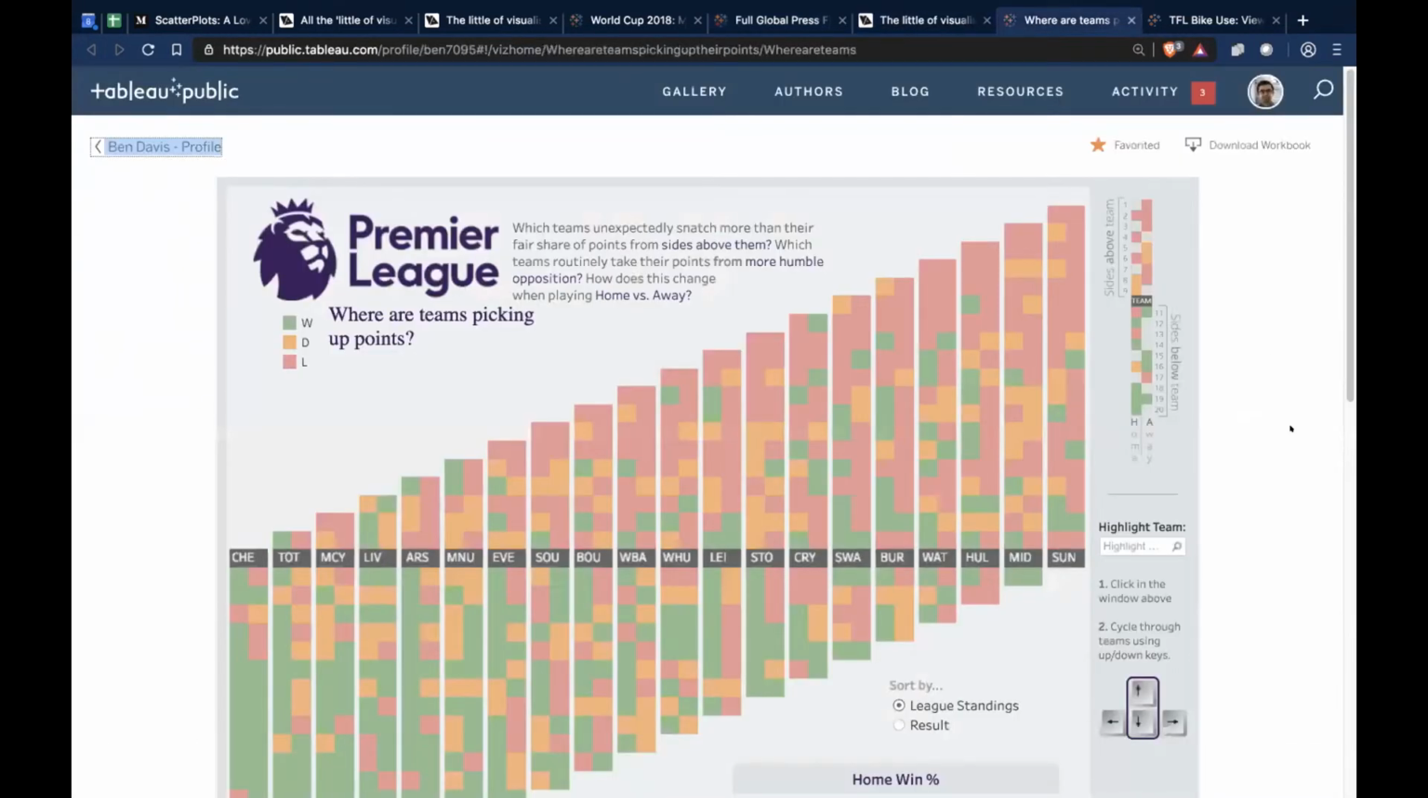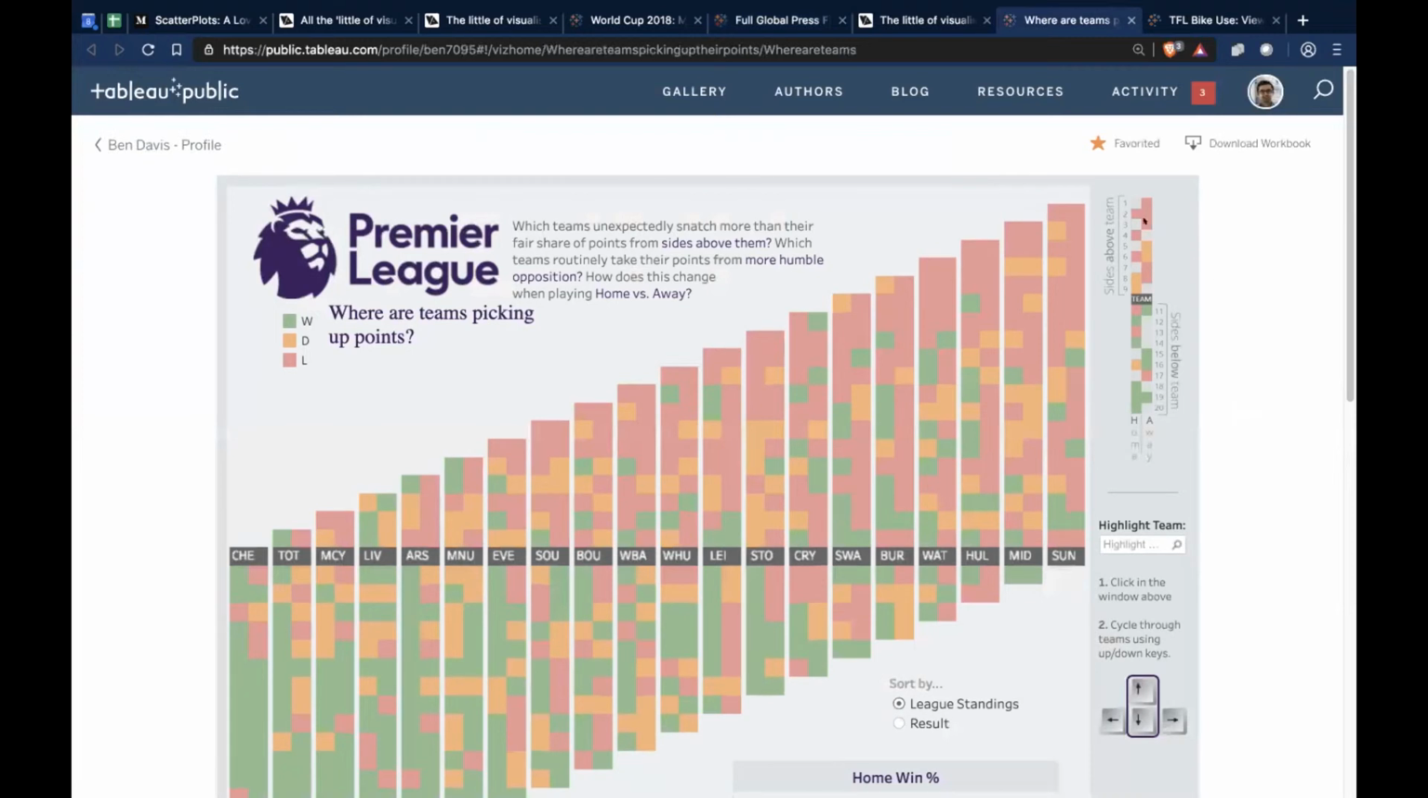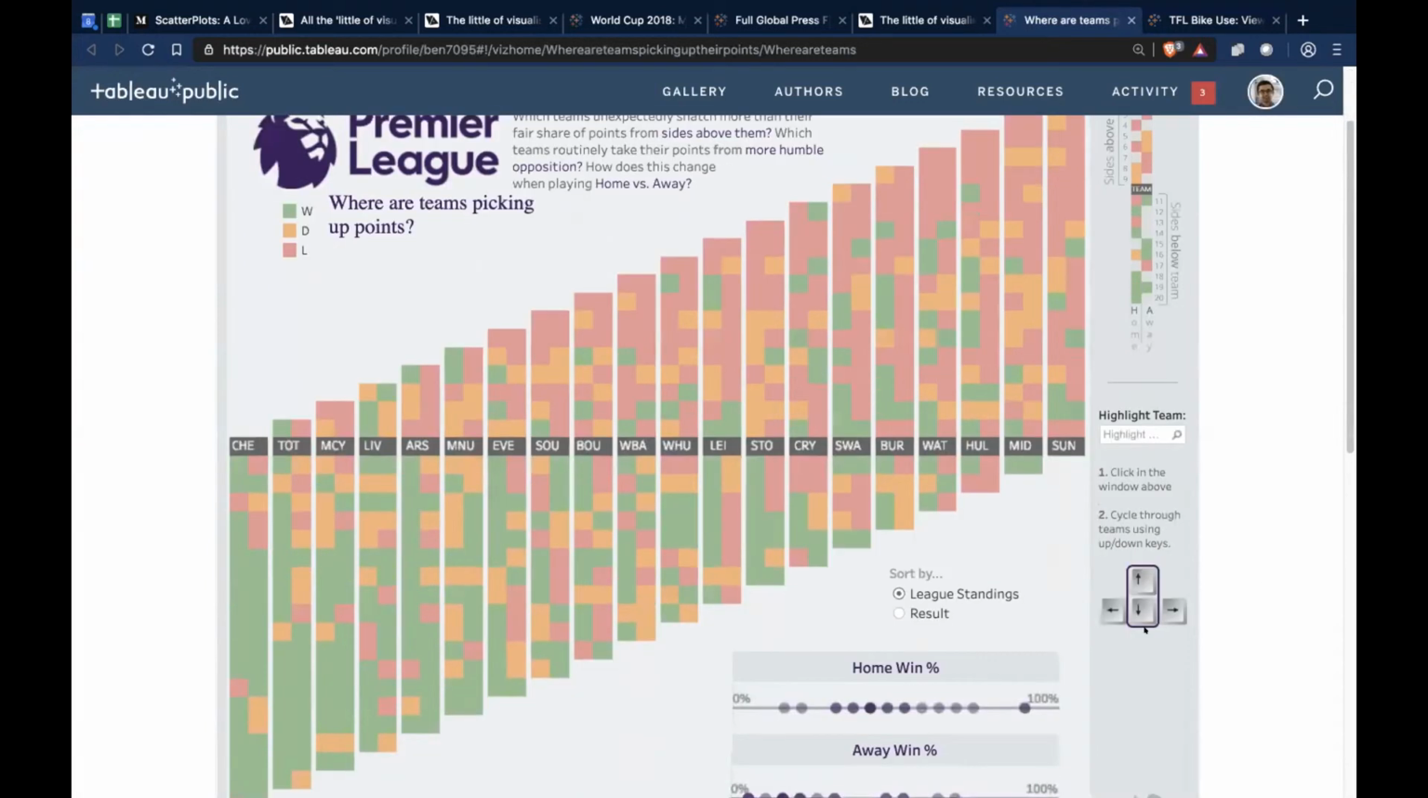And Ben Davis's fantastic Premier League visualization has a key on the right-hand side, and it's subtle, it's to one side. And if you're feeling confused about it, you can pick it up and search for it and it'll pop up. This is how people have started to use things like the little icon to indicate that it's an interactive viz, or calls to action. And this is another good call to action by Ben to say that you can use your up down arrow keys to filter through the teams if you highlight one.